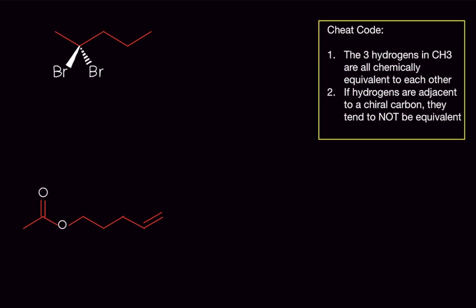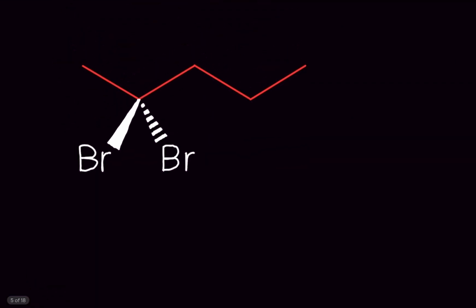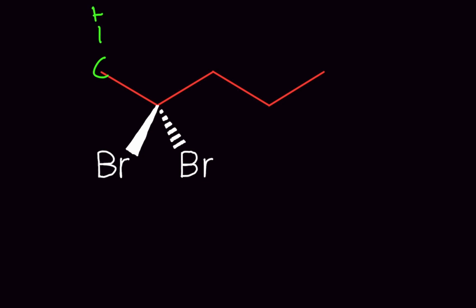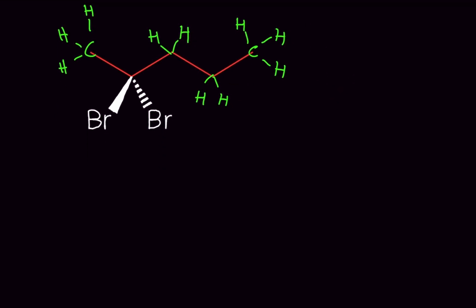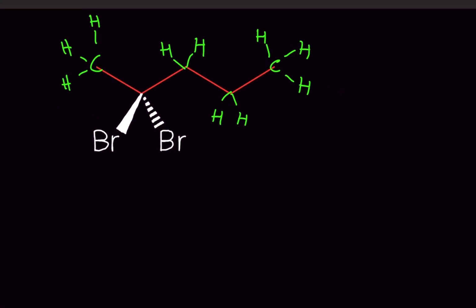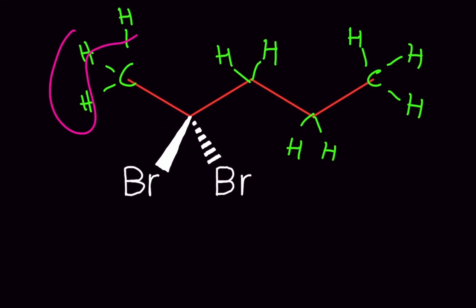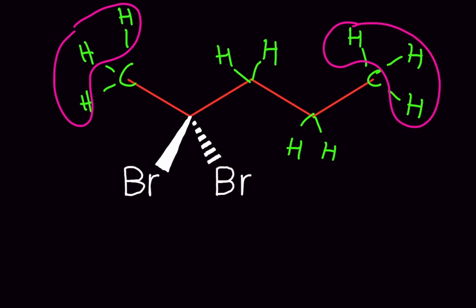Let's do another one. Draw on the hydrogens. So I draw this carbon. Okay, so once again, I said the hydrogens within a methyl group are all similar to each other, so you bubble that in. Bubble this in. Now, since we have no chiral carbons, we are A-okay to circle these two.